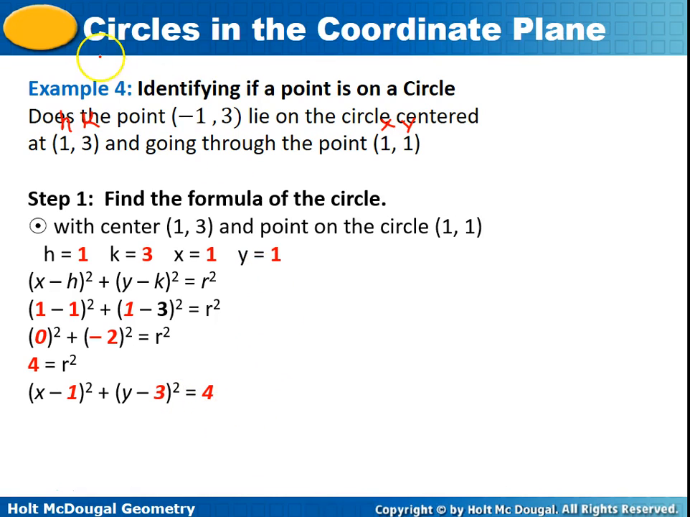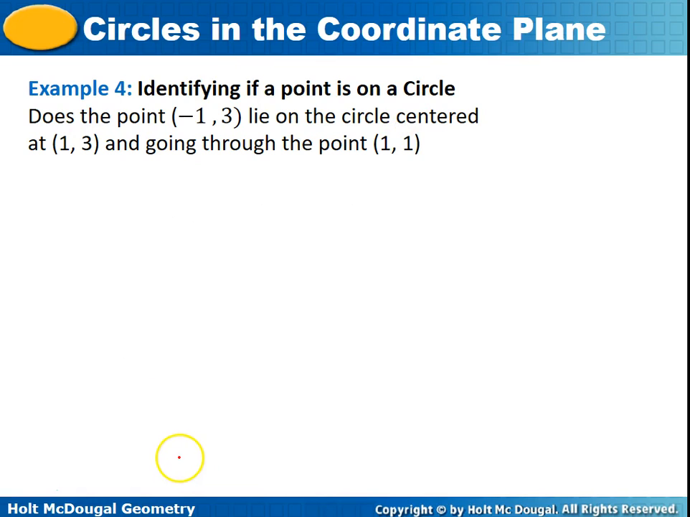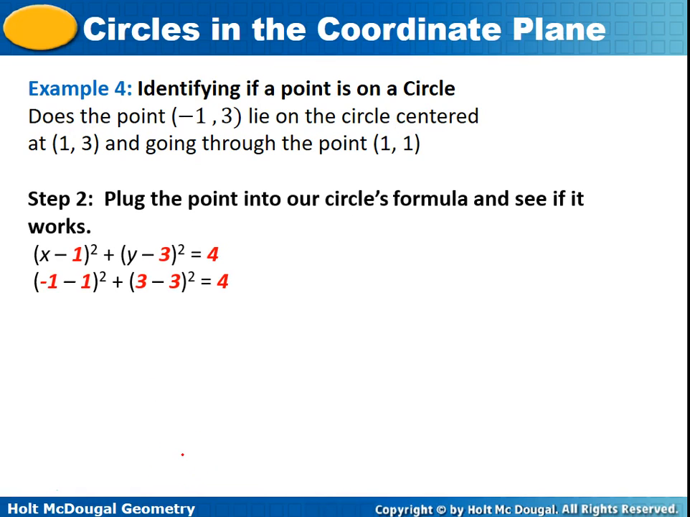So now the question was, does the point negative 1, 3 lie on the circle centered at 1, 3 and going through the point 1, 1? So what we need to do now is test this point. So we're going to put it back in this equation. So it's going to end up being minus 1, minus 1, and it's going to end up being 3 minus 3. So when we do that, and we plug it back into the equation, that point, we get here minus 1 minus a 1 is minus 2. When we square that, that's going to end up being 4. 3 minus 3 is 0. So we square 0, we get 0. So this is going to end up being 4 equals 4.